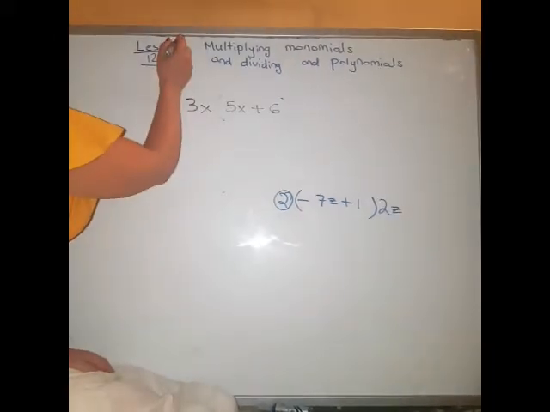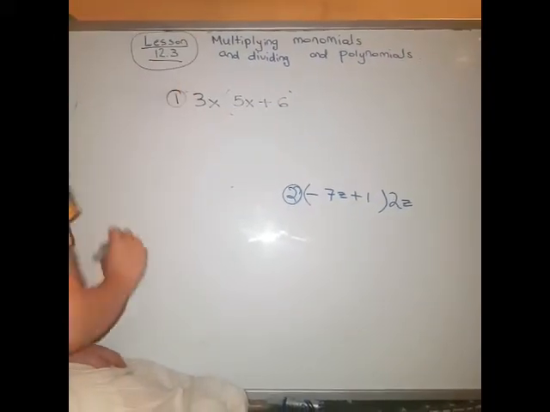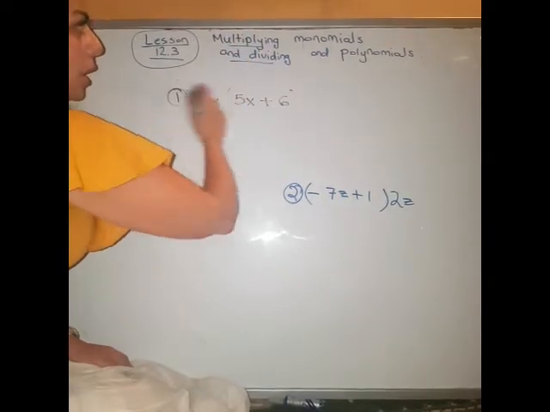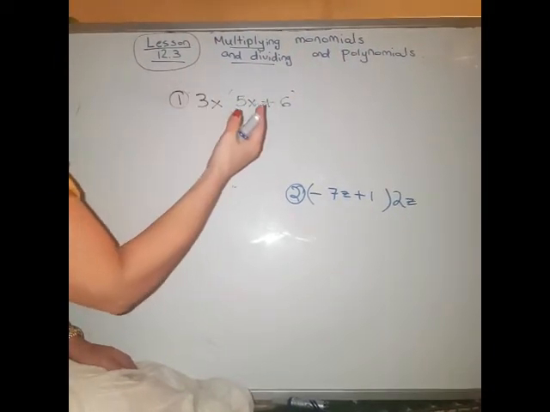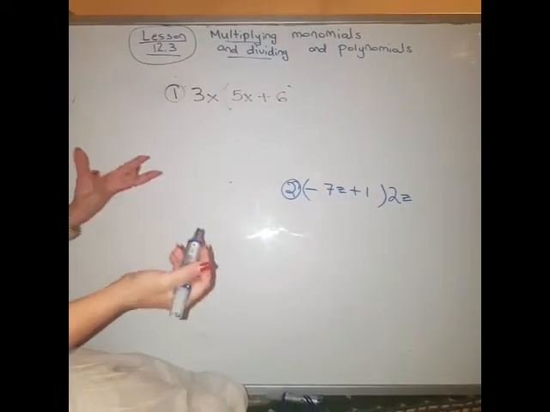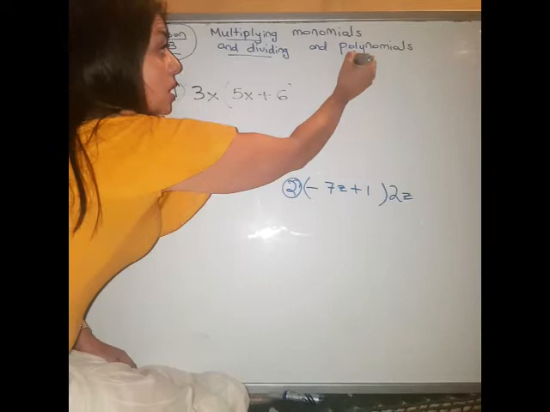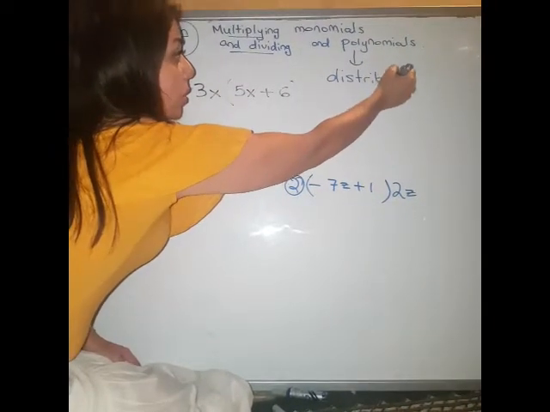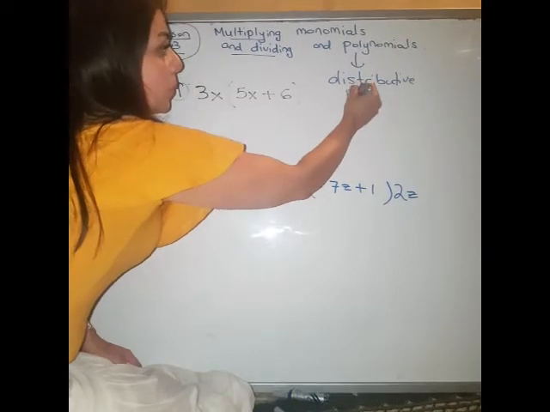Our lesson today is lesson 12.3. We're back to chapter 12, where we're going to be multiplying and dividing monomials, which are one term, and polynomials, which are different terms. Most of it is connected to the distributive property.